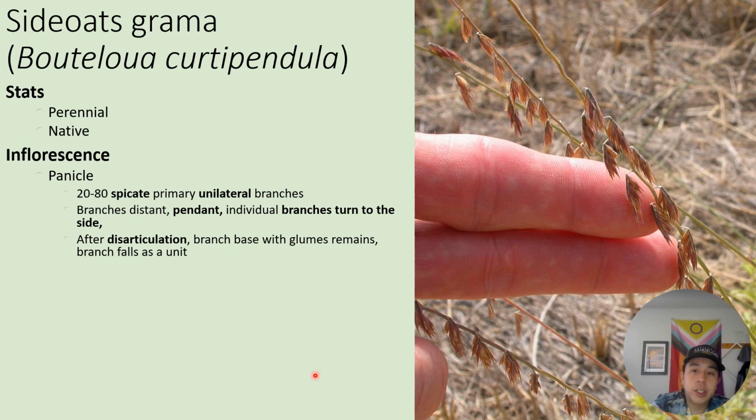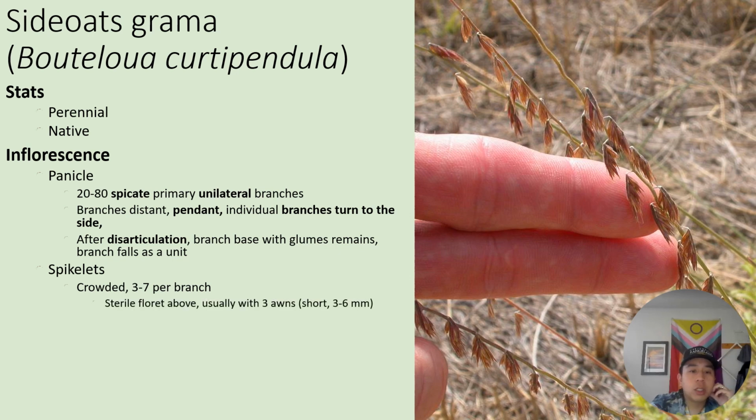And so after disarticulation, the branch base, so the pedicel essentially, remains, as well as the glumes that the branch base holds, whereas the rest of the spikelets and florets within, being housed by that branch and glumes, essentially fall off at disarticulation as a dispersal mechanism. In terms of its spikelets, it's typically crowded, and typically there are 3 to 7 spikelets per branch.